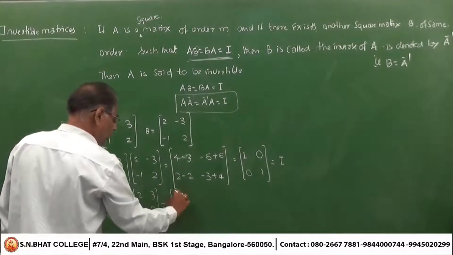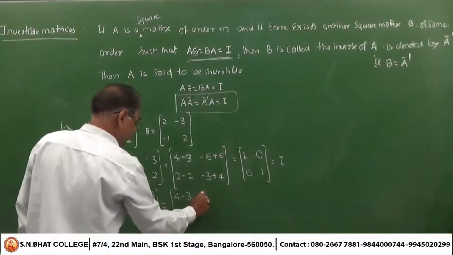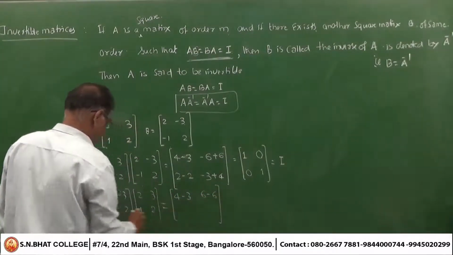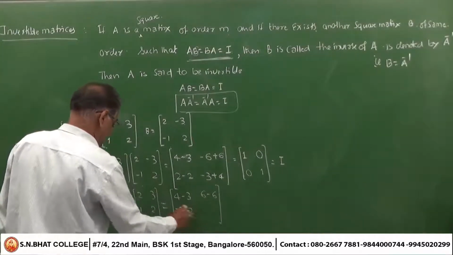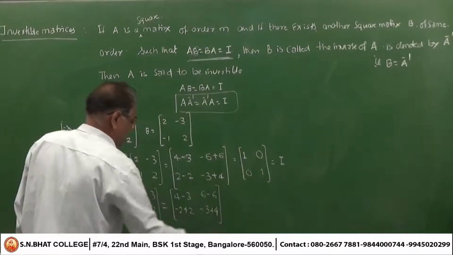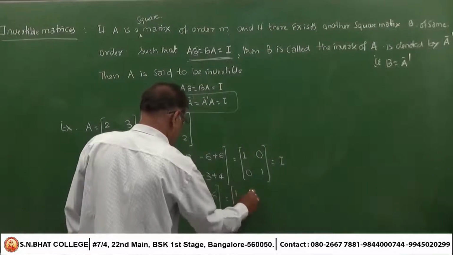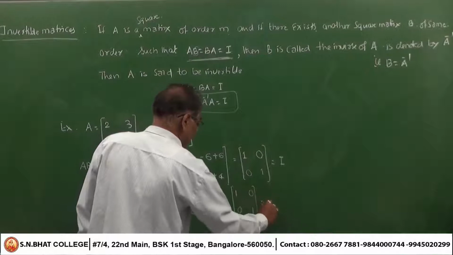2 into 2 is 4, minus 3 into 1 is minus 3. 2 into 3 is 6, minus 3 into 2 is minus 6. Minus 1 into 2 is minus 2, plus 2. Minus 1 into minus 3, plus 4. After simplification you get 1, 0, 0, 1. This is nothing but I.